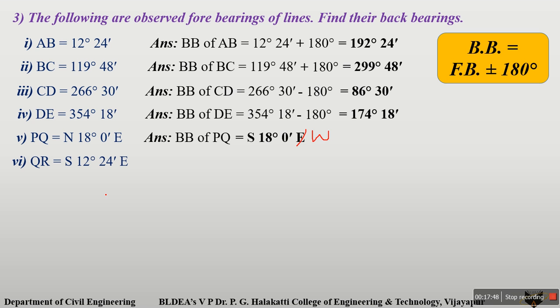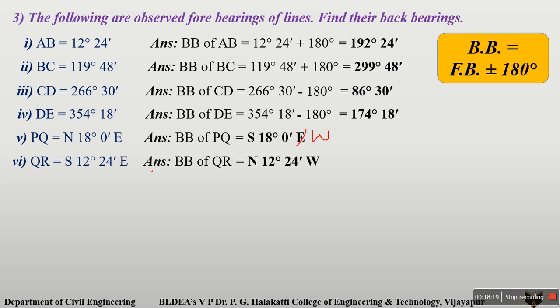Similarly, next one, that is QR is equal to south 12 degree 24 minutes east. So for writing the back bearing of QR, just interchange with respect to sign convention. Here it is south, here it is east. So instead of south, the opposite direction is north. For east, it is west. So you can write directly north 12 degree 24 minutes west side.